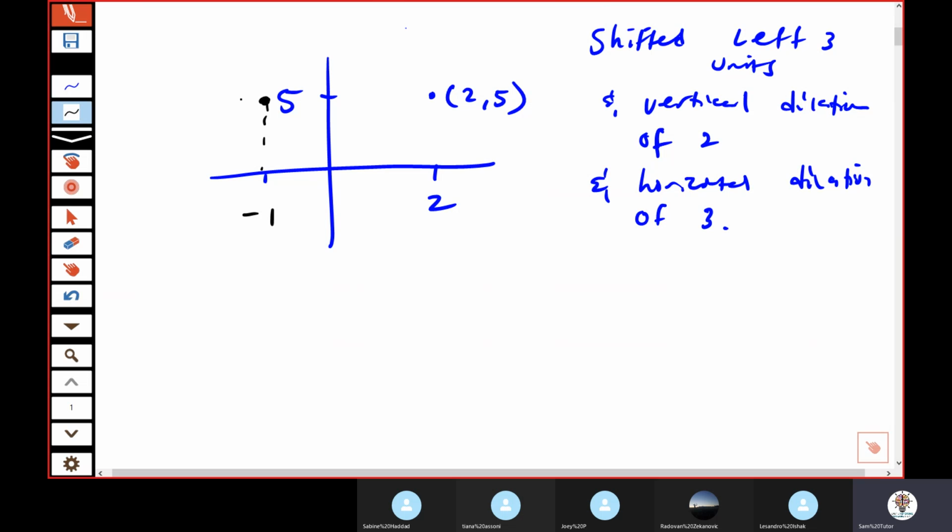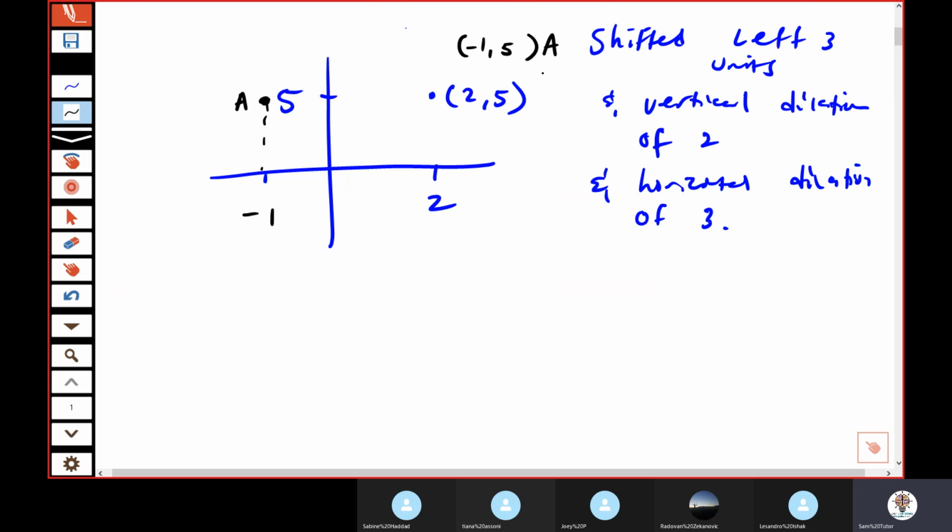Parabolas, you just shift it 3 units to the left, that's it. Nothing else changes, you just shift it to the left. So what's for part A, what would be your coordinate? My coordinate would be -1 and 5. We get that? Okay.